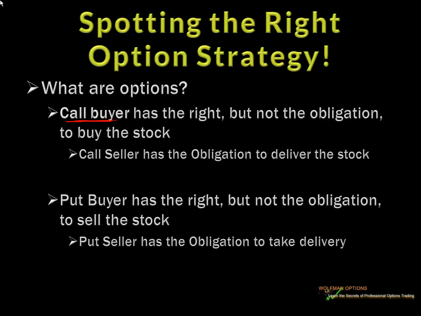All right. So call buyers want the underlying to go up. Put buyers want the underlying to go down. Call sellers want the underlying to go down, and call buyers want the underlying to go up. Put sellers want the underlying to go up.